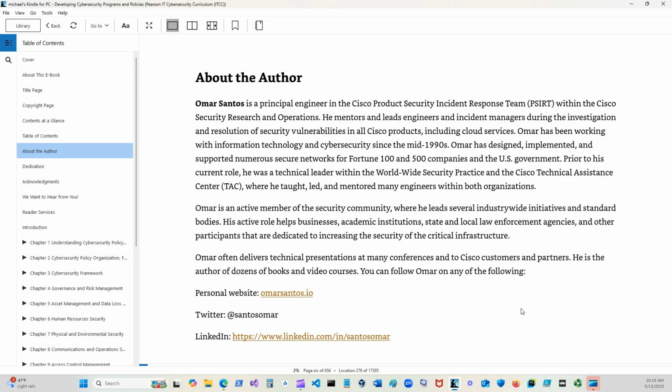Prior to his current role, he was a technical leader within the worldwide security practice and the Cisco Technical Assistance Center (TAC), where he taught, led, and mentored many engineers in both organizations. Omar is an active member of the security community where he leads several industry-wide initiatives and standards bodies. His active role helps businesses, academic institutions, state and local law enforcement agencies, and other participants dedicated to increasing the security of critical infrastructure. Omar often delivers technical presentations at many conferences and to Cisco customers and partners.